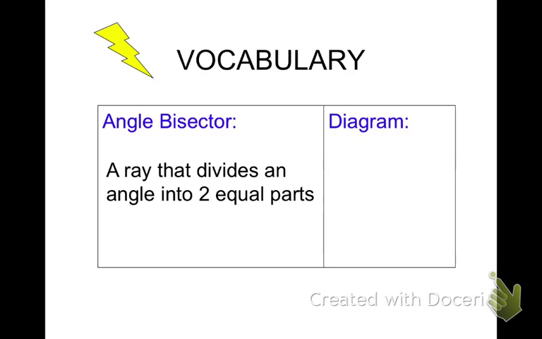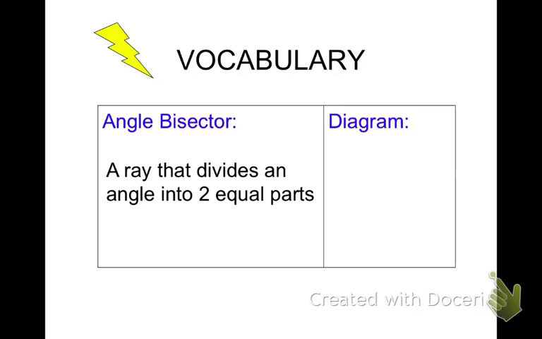So the same thing applies for angles. So an angle bisector is going to be a ray that divides an angle into 2 equal parts. So a ray that divides an angle into 2 equal parts.